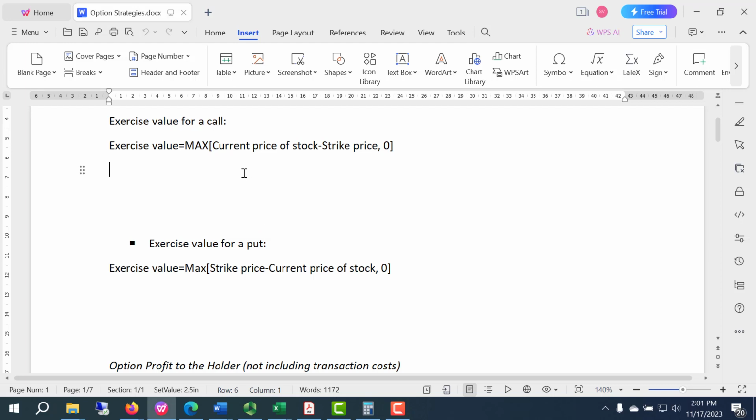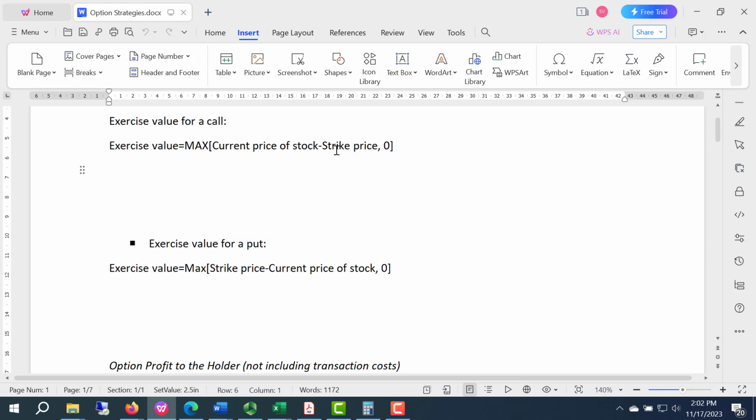So the exercise value of a call is the value you would receive if you exercised your option to purchase a stock by or on a given date for a predetermined price. That would be owning the call option. And so the exercise value of the call says it's equal to the maximum of the current stock price minus the strike price, or zero.